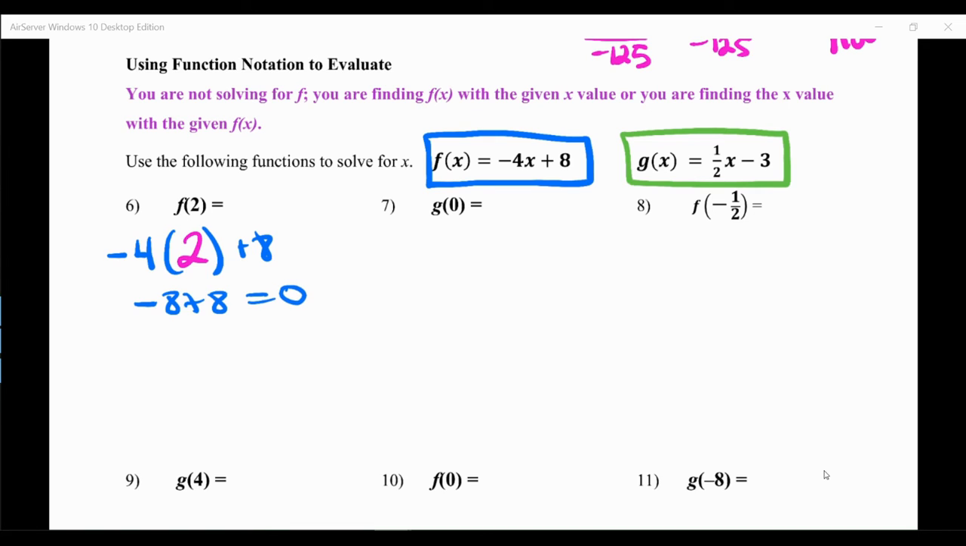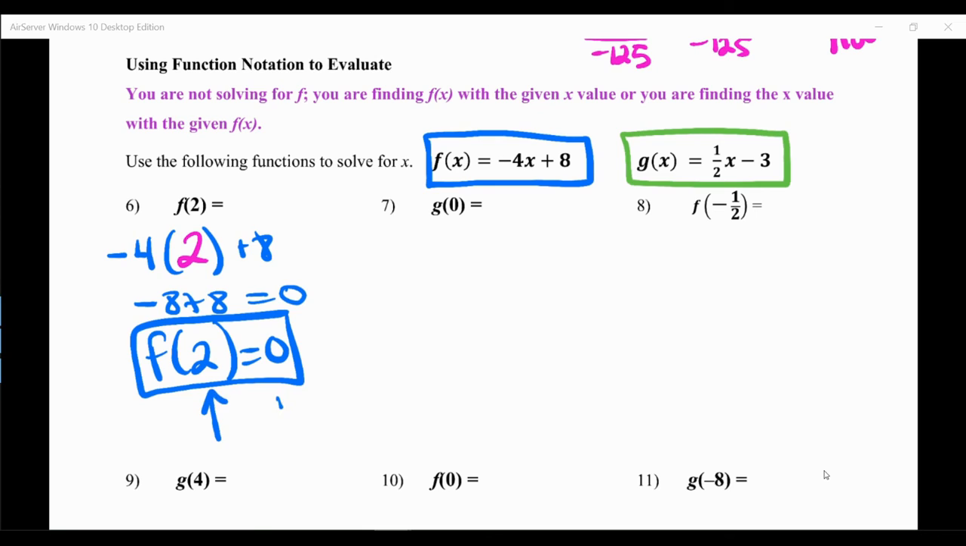Okay, negative 8 plus 8 is 0. So f of 2 equals 0. Okay, when x equals 2, y equals 0. The value of the function when x equals 2 is 0.